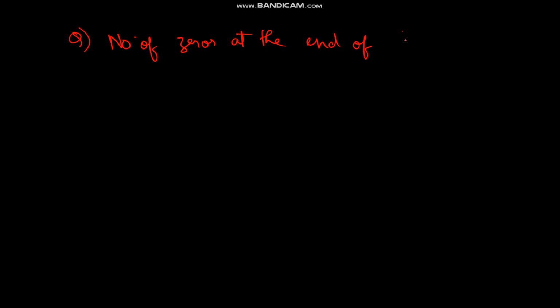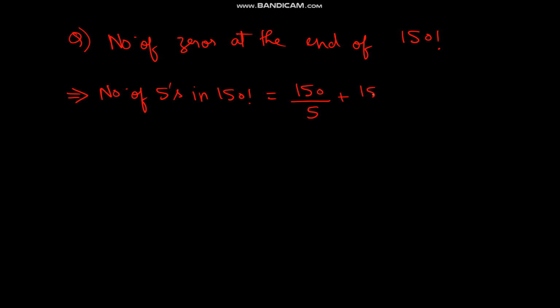Now let us take an example. Suppose the question is to find the number of zeros at the end of 150 factorial. We only need to find the number of 5's in 150 factorial, which is equal to 150 by 5 plus 150 by 5 square plus 150 by 5 cube plus 150 by 5 to the power 4.